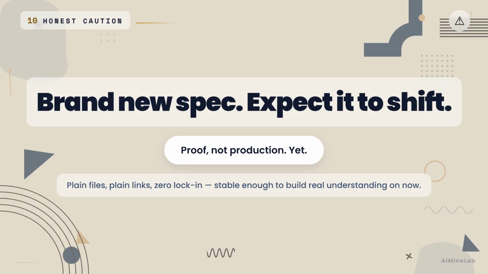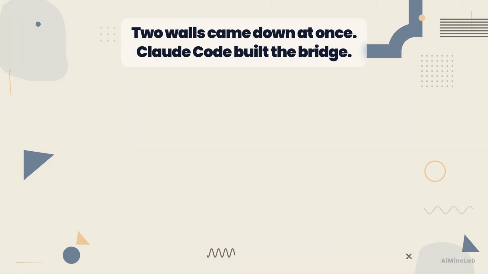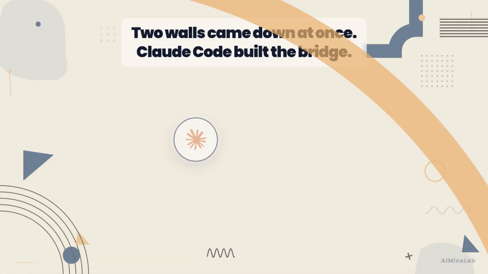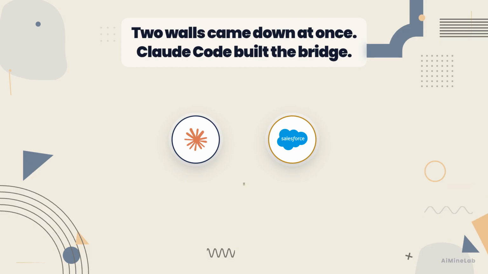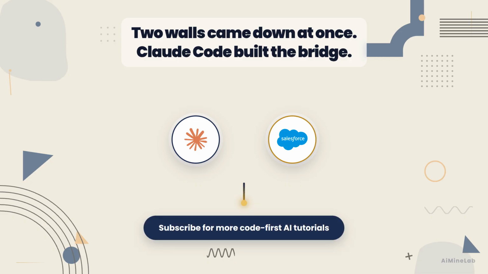That said, the underlying idea, plain files, plain links, zero lock-in, is stable enough to build real understanding on right now. 2 of Salesforce's biggest walls just came down at once. A metadata layer any admin could always read, now paired with a configuration that finally understands it the same way. Claude Code built that bridge in minutes, straight from an active Salesforce schema.